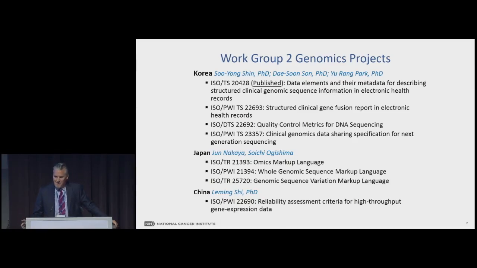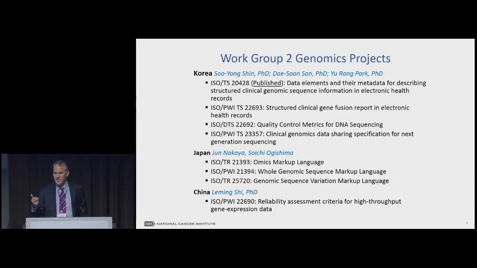Once again, we have 8 genomics projects happening in Workgroup 2. 4 of them come from Korea, 3 from Japan, and 1 from China. And once again, these are the project experts. I'm just going to touch on these at a high level. So Korea, all their genomics projects are technical specifications.